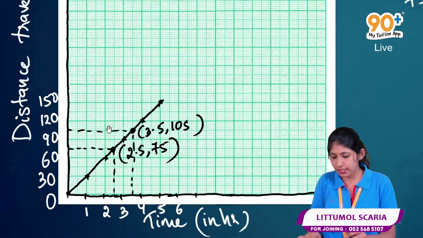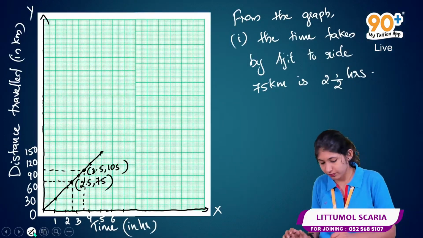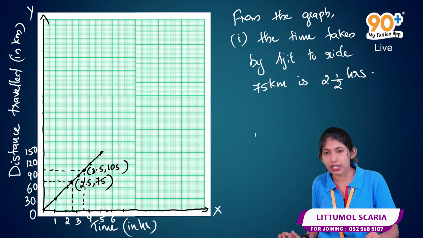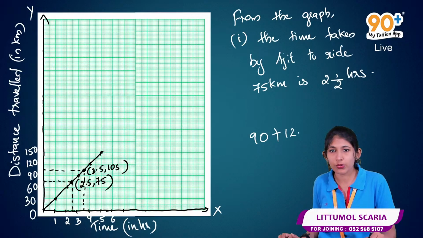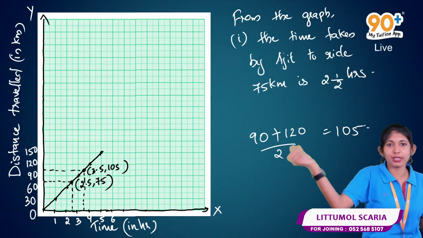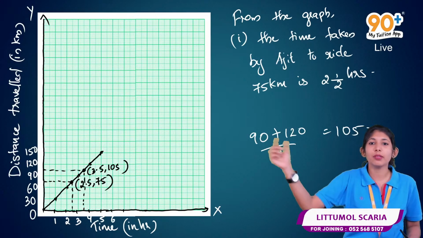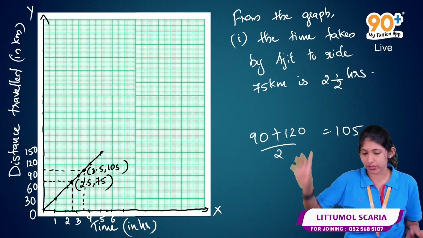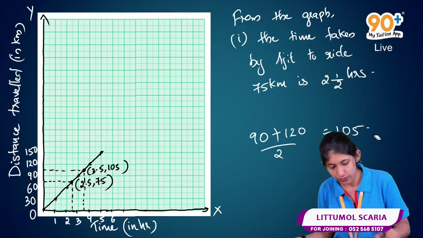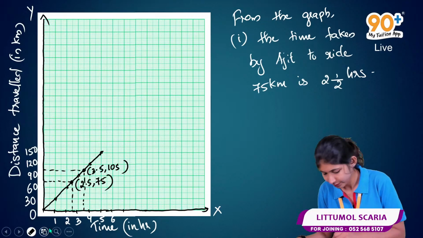Not 110, it's 105. How will you calculate that? 90 plus 120 by 2, 105. Take the average to get the middle point, the middlemost point. Okay, Karthik. To get the middlemost point, take the average. This is the procedure. Okay? Don't get confused with that.